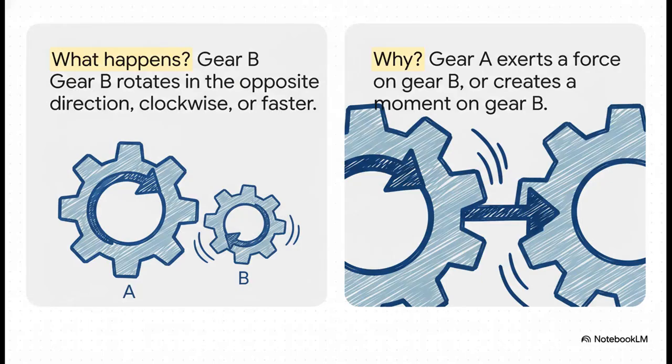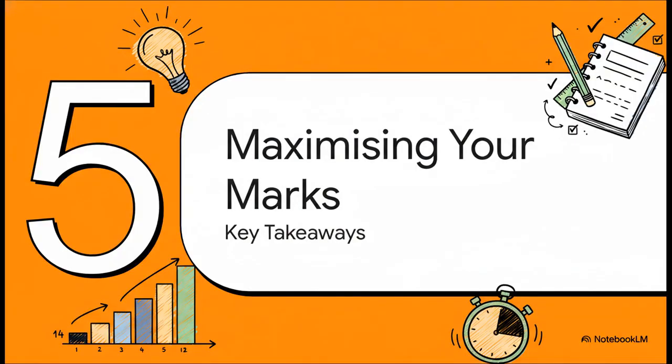So what's cool here is that the mark scheme gives you a bit of choice for that first point. You get the what mark for describing gear B's motion. You could say it rotates in the opposite direction, or clockwise, or even that it rotates faster. Any of those works. But for the second mark, you've got to bring the physics. You have to explain why it's happening. Because gear A is exerting a force on gear B, or because it's creating a moment on gear B. And just like that, we've done it.